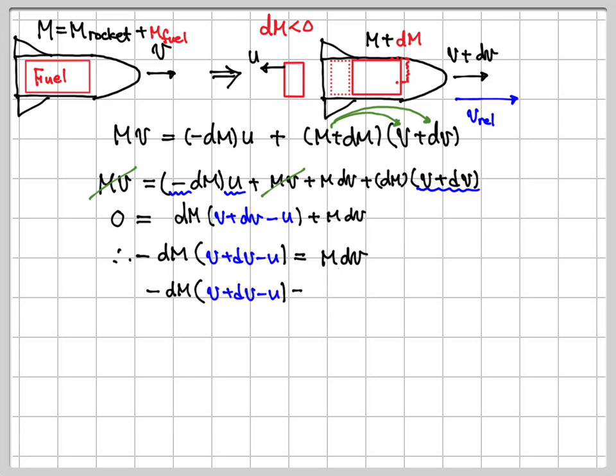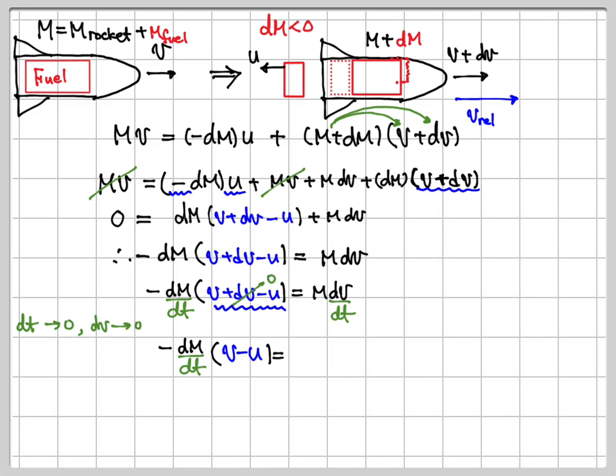We copy down, and then we divide both sides by the time duration dt. As time duration dt approaches 0, dv, the increase in velocity, is also approaching 0. So we can ignore dv, and we have the first rocket equation. dv over dt is the definition of acceleration. So this is the first rocket equation.